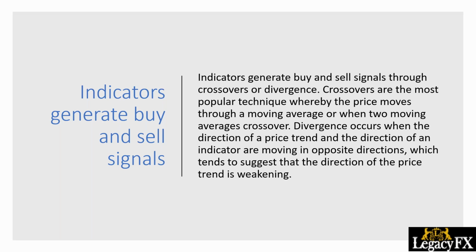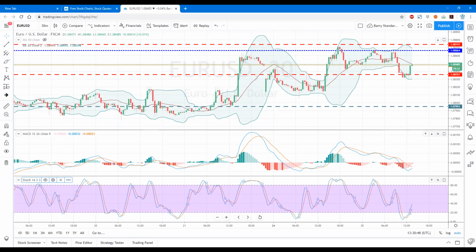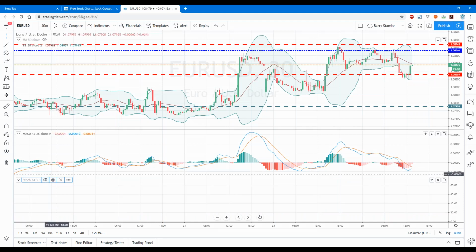Indicators generate buy and sell signals through crossovers and divergence, like MACD. Crossovers are the most popular technique whereby a price moves through a moving average, and when 2 moving averages cross, they give you a buy or sell signal. Okay, let's pop up my chart again. Now, actually, let me get rid of stochastics entirely.